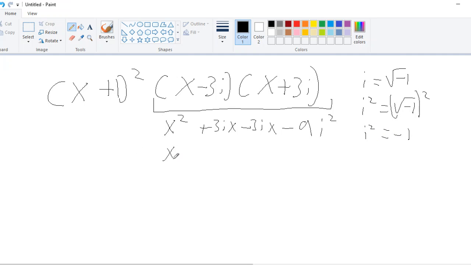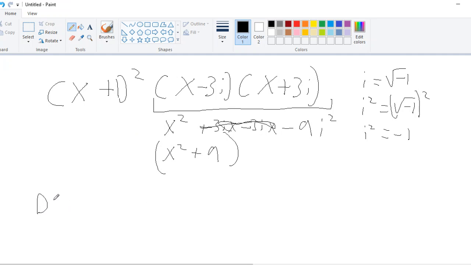This becomes x squared. What's positive 3ix minus 3ix? It's 0, right? And it cancels out. And then what's negative 9 times i squared, which is negative 1? x squared plus 9, right? So now you have x plus 1 squared, x squared plus 9.